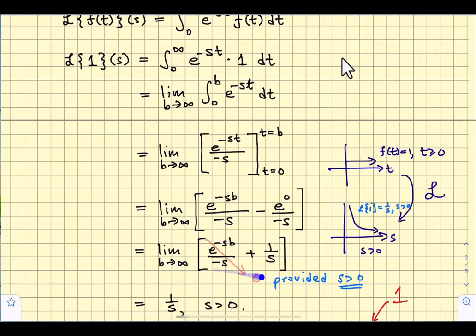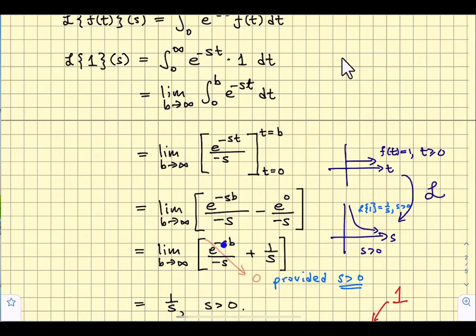Now if we stare at this, we said that the Laplace transform of our function exists only when the improper integral converges. That means our Laplace transform is going to exist whenever this quantity is finite. If you look at this term, since b is going to positive infinity, b is a positive quantity.